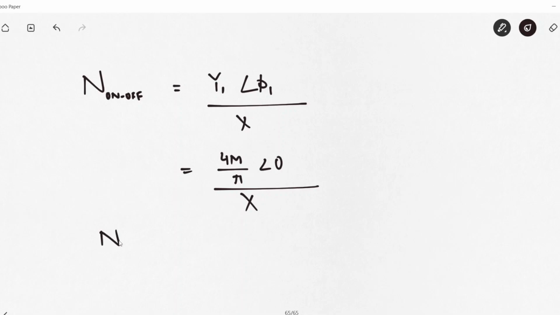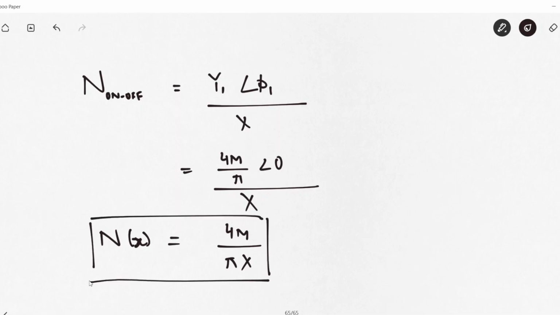So therefore n of x equals, this is a representation of the describing function, like we write g of s, like we write g of z. This n of x is the representation of the describing function, therefore it is equal to 4m by pi x. Angle is 0, so we can ignore it, we need not mention it. So this is the describing function of the on-off relay, 4m by pi x.